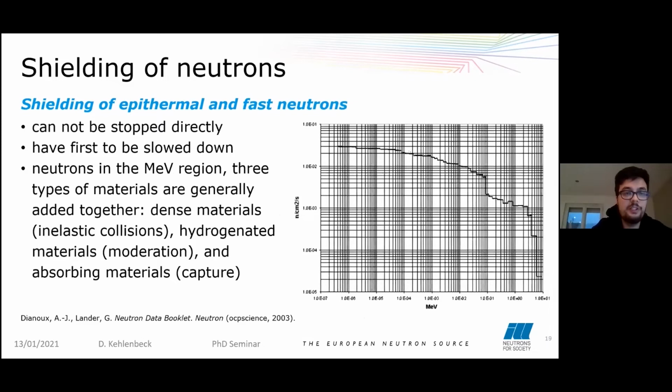And for neutrons in a mega-electronvolt region, three types of material are generally added together. We have one dense material, this is for the inelastic collision. We have a hydrogenated material, this is for the moderation, and an absorbing material, which captures the neutrons. One example for this is a heavy concrete in which one finds iron, hydrogen, and boron. In this figure, you can see the high energy part of the spectral distribution of neutrons emerging from the standard thermal beam tube.